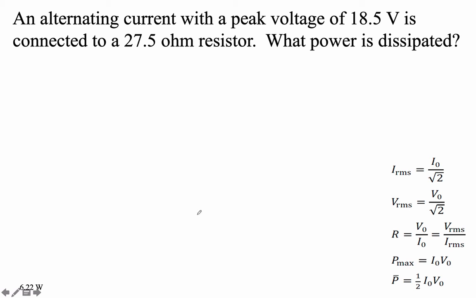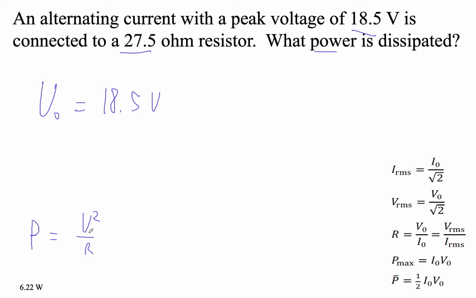If an alternating current with a peak voltage of 18.5, so V peak is 18.5 volts, is connected to a 27.5 ohm resistor, what power is dissipated? So many ways to go. I think the thing to do, let's turn this into RMS, and then we'll use power is V squared over R. But this has to be RMS for us to get the average power, right?